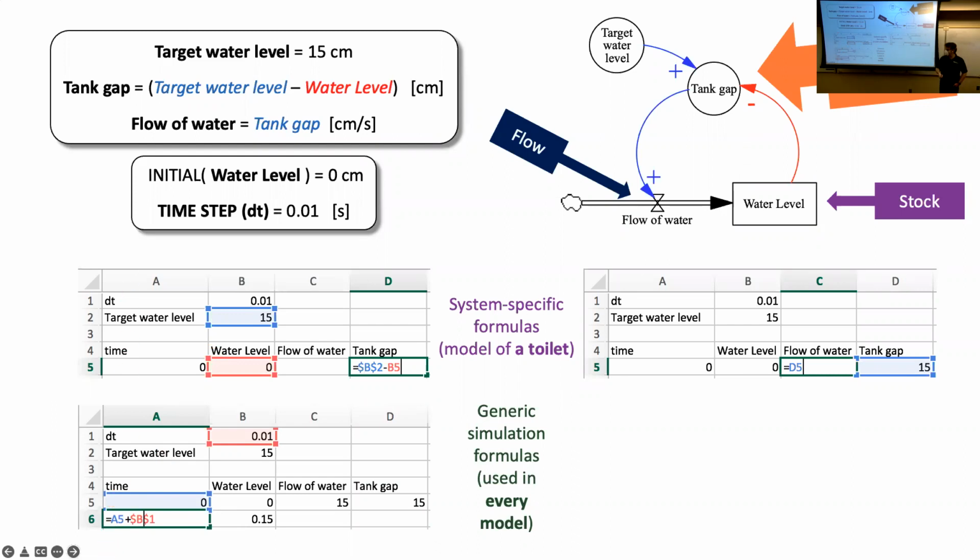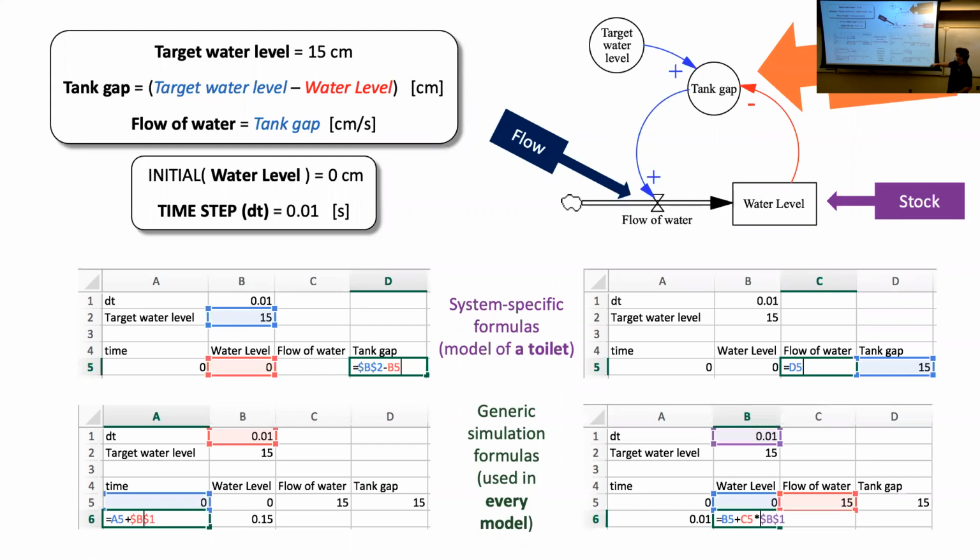The next thing we need to do is populate the other columns. So the water level column is just going to be the previous stock plus all of the inflows. You could imagine parentheses around this: all of the inflows minus all of the outflows. In this case, there's only one inflow, the flow of water. So that's why it's just C5 here. So that's the previous water level, B5, plus the flow of water from that row, C5, times dt. Exactly the same as it was in the simple bacterial model.